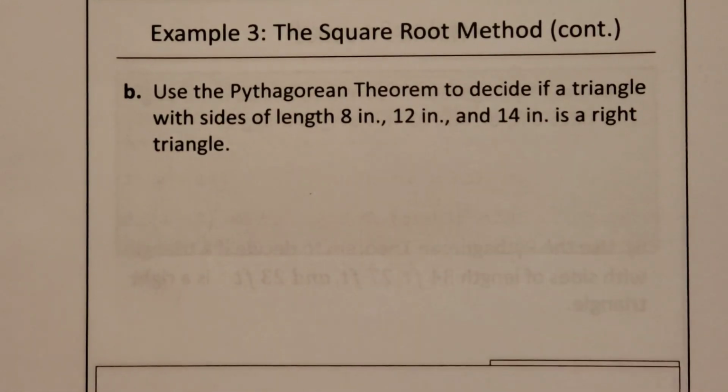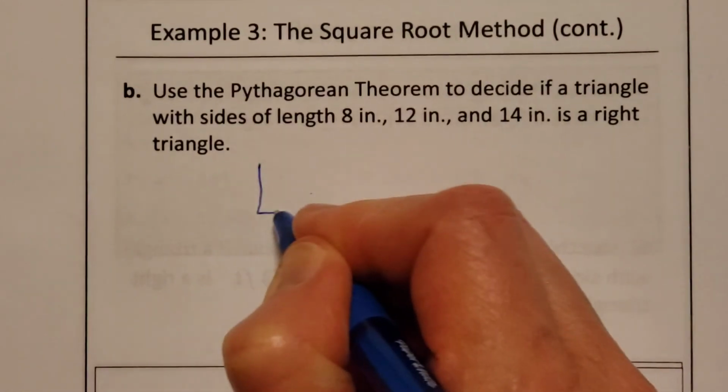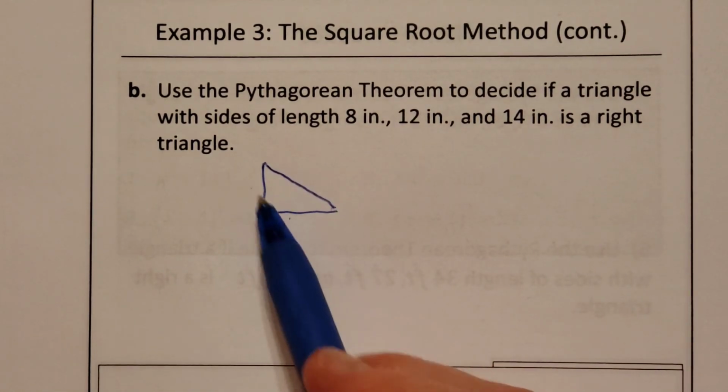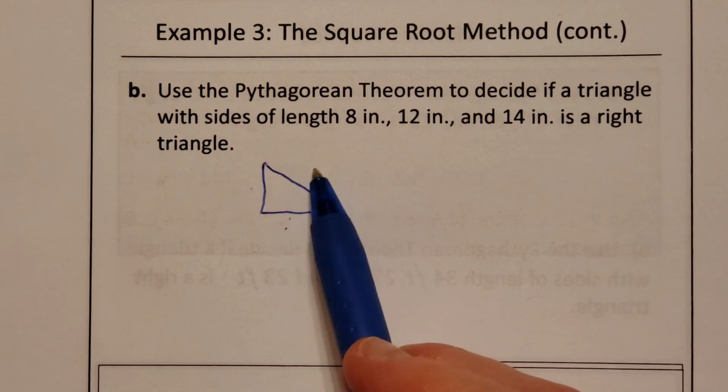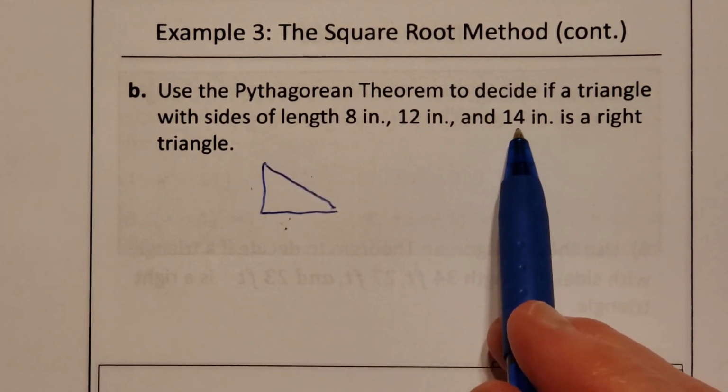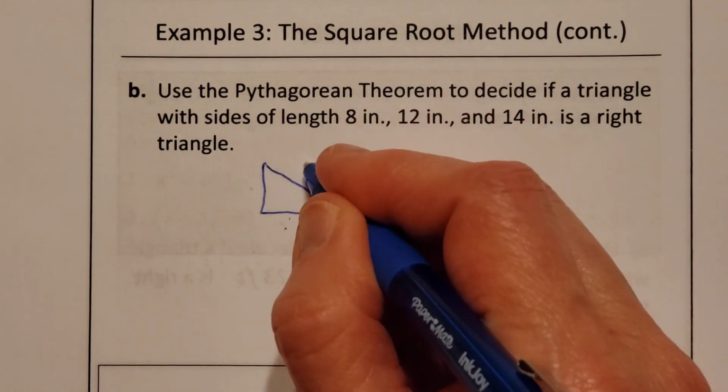All right, letter B says use the Pythagorean theorem to decide if a triangle with these measurements is a right triangle. So they give us the 3 measurements. So these two can be A and B, or A or B, either one, doesn't matter. However, this must be the longest length. So which one of these numbers has to be C? Well, it has to be 14.